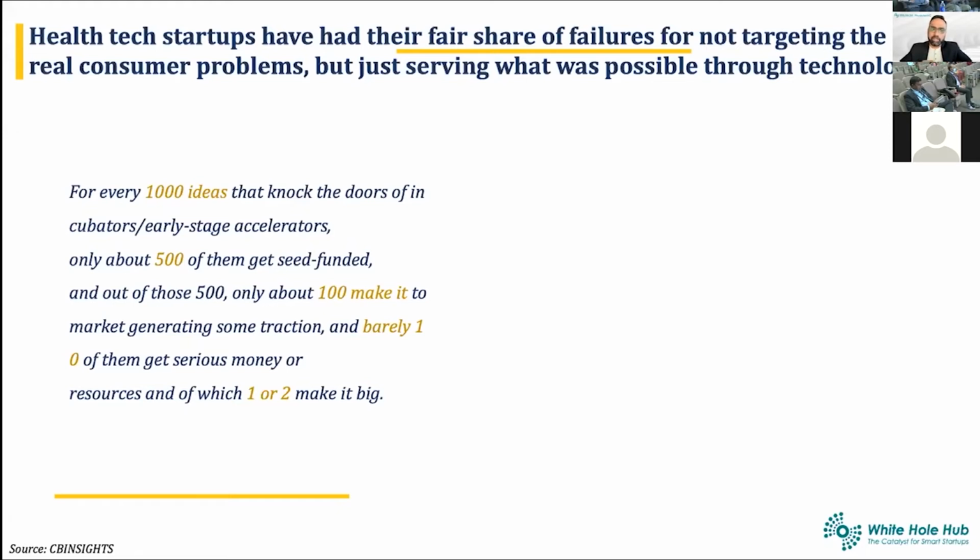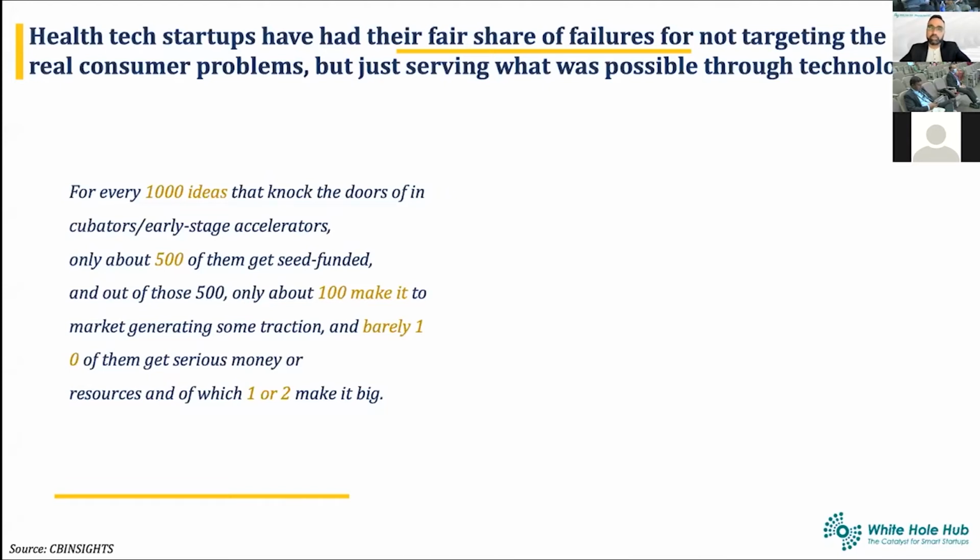Out of this 500, only about 100 make it to the market, which means they are generating some form of traction, either in terms of their service being accepted by the customers or they're able to generate some money in terms of revenue. And barely 10 of them get serious money. Or if you say in terms of making it big, it's only 1 or 2.